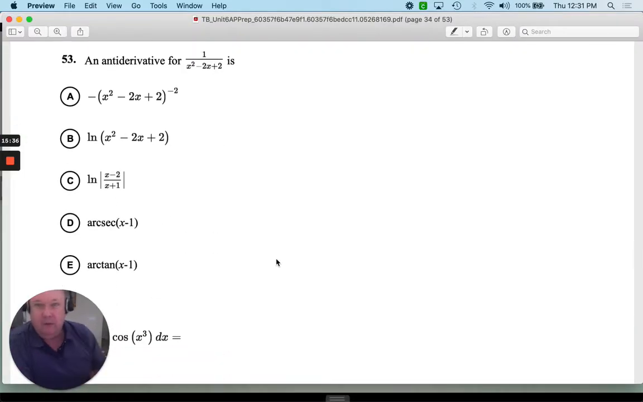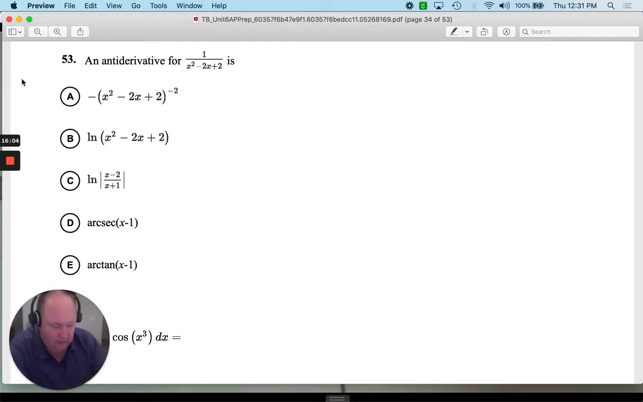In 53, what's the antiderivative of that? And again, when I see x squared minus 2x plus 2, I'm going to have to complete the square. It's going to be arctangent. So already I know the answer is E in terms of the setup, because that's the only one that will set up to be arctangent. But let's go through the rules in case it's not that simple, where there's only one arctangent to pick. So do you remember how to complete the square for that?